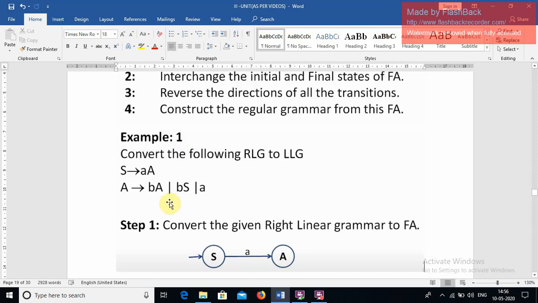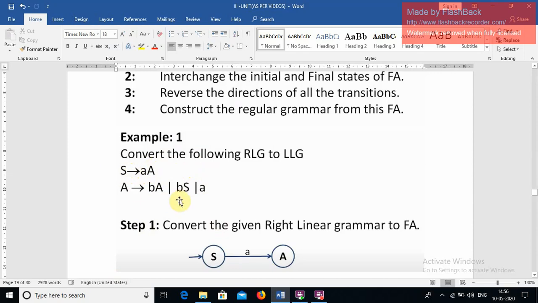So first convert this into the FA. We already know how to convert a grammar into the FA. You have to remember. I don't know whether you are remembering it or not. So let's see. The first production rule in the grammar is S to A, terminal to capital A non-terminal.